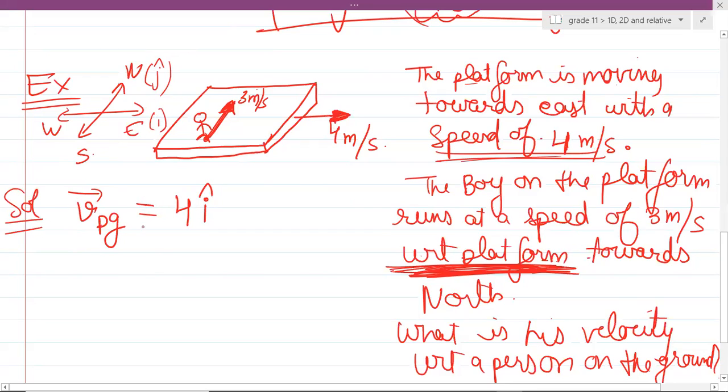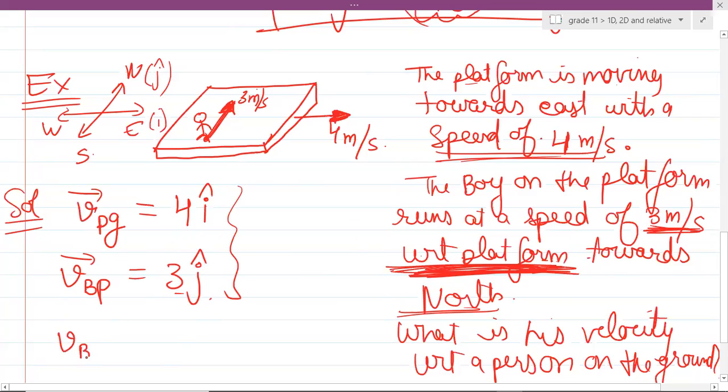Now, what else is given? Can you see the boy on the platform runs at a speed of 3 meter per second with respect to platform. So now the boy is running with respect to platform at a speed of 3 J cap. Are you getting my point? Can you see, towards north? So that's why we wrote that as J cap. So from this data, you should be able to gather this data. Once you are able to gather this data, now you can find out the velocity of boy.